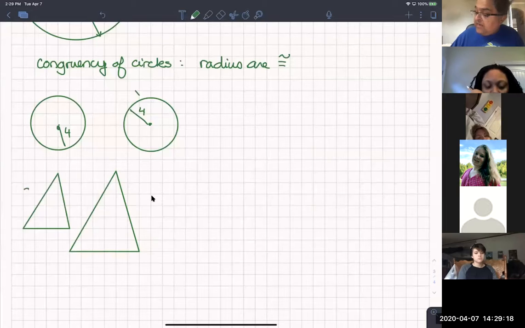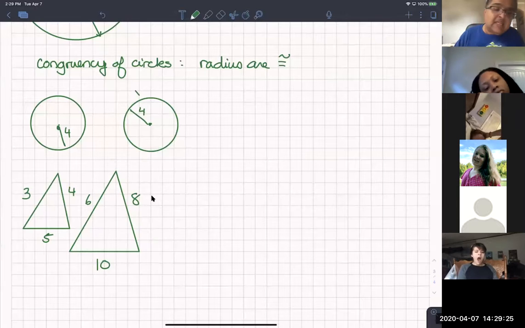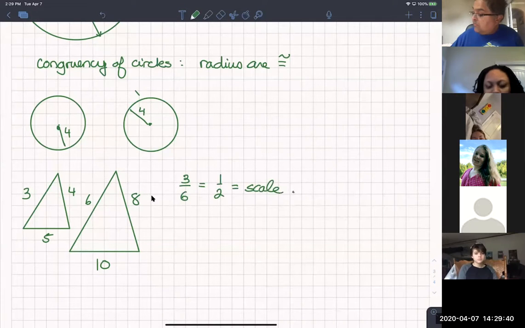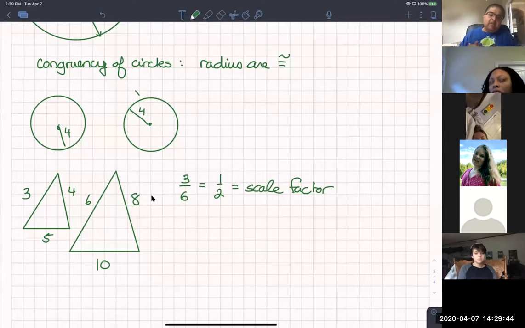So, for example, if I had a triangle 3, 4, 5, and I had a triangle 6, 8, 10, then we can say that these two triangles are similar because they all have the same ratio. Okay, and remember what we call that ratio. We call that ratio a scale factor. And it was a hassle when we were proving triangles similar because not only did we have to show that all the sides have the same ratio, but we also had to show all the angles were the same.